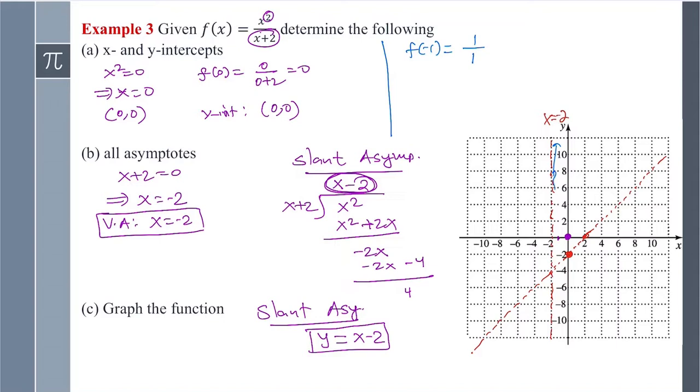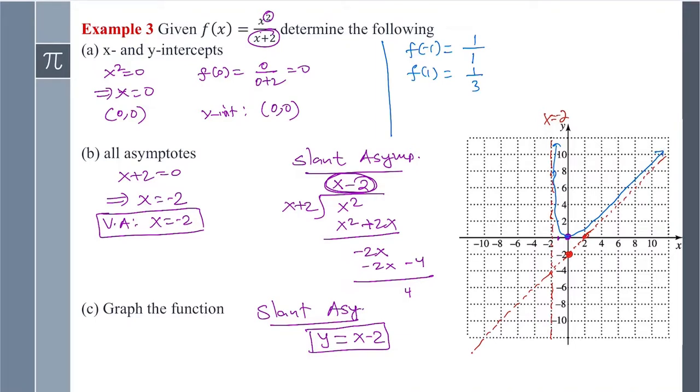Okay, and then it comes to the x-intercept, and then let's see if we take 1, what happens? So f of 1 equals 1 over 3. That means it's above the x-axis. So from here it goes this way, and it goes close to that slant asymptote.